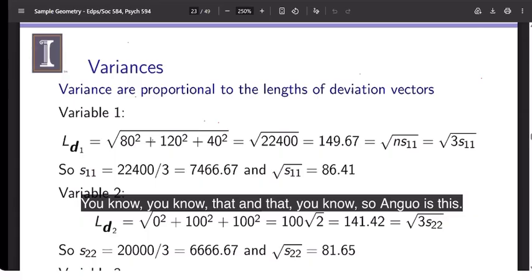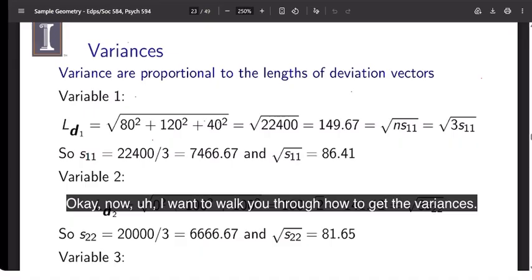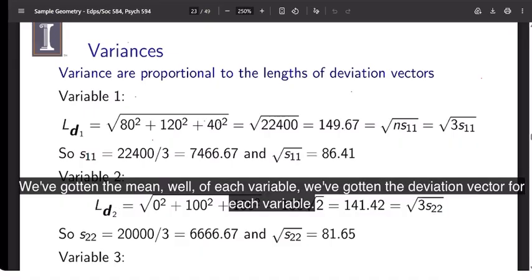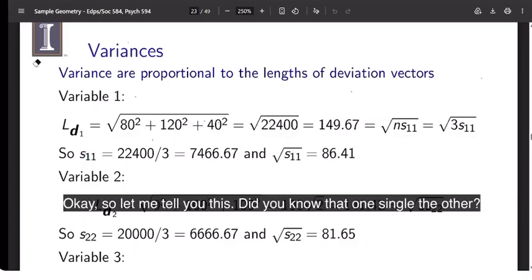Now I want to walk you through how to get the variances. We've gotten the mean of each variable. We've gotten the deviation vector for each variable. We now want to get the variances. Why do we need the variances? We may be interested in how the data spread out. Do you know that one thing leads to the other?